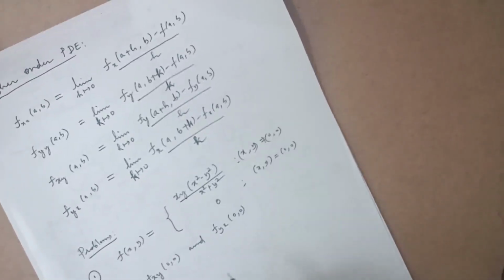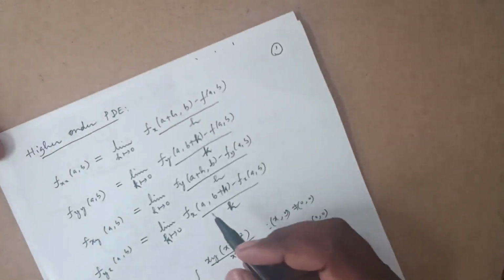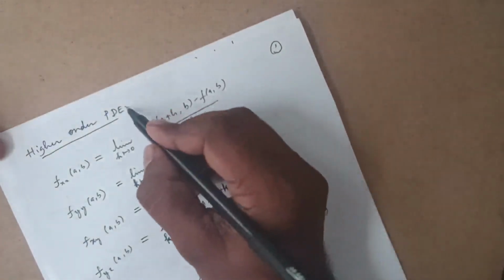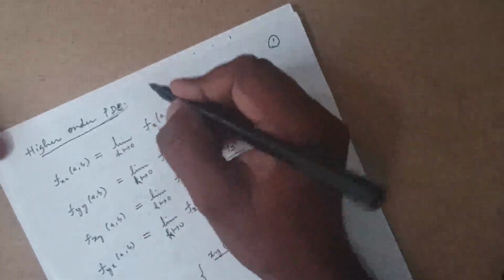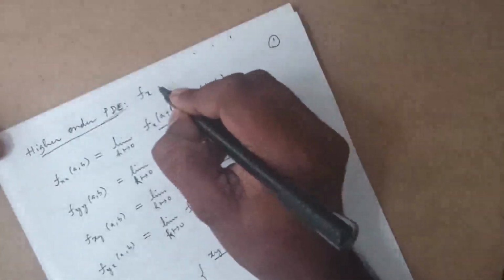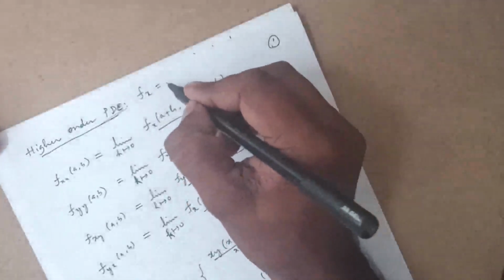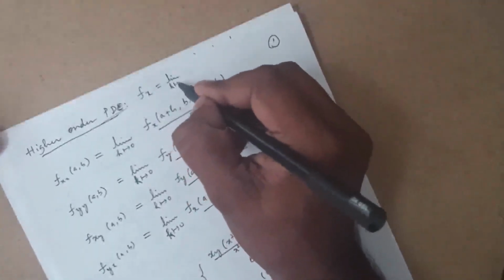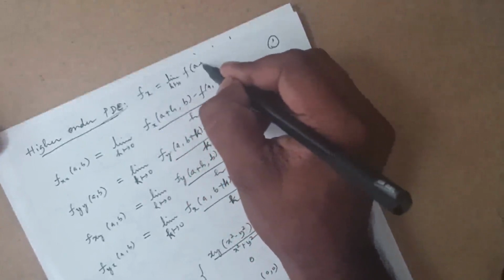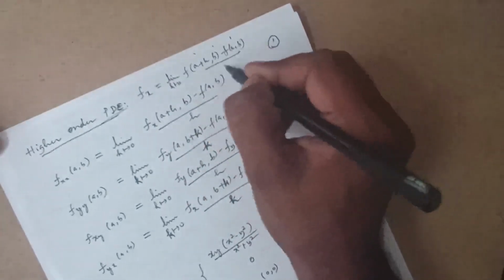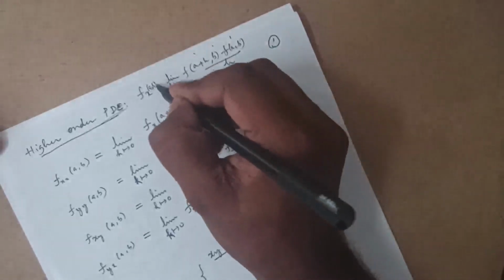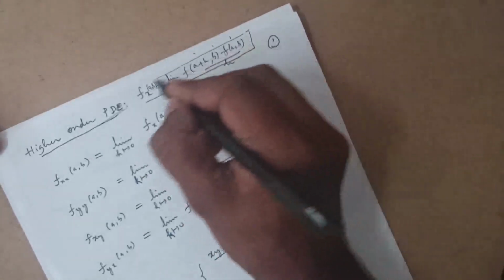Hello everyone, this is the next video on real analysis. So we will be discussing higher order partial derivatives. We already discussed what is fx, that is the partial derivative with respect to x. It is the limit as h tending to 0 of f of a plus h comma b minus f of a comma b by h, and this is the partial derivative at the point a comma b that we were discussing.